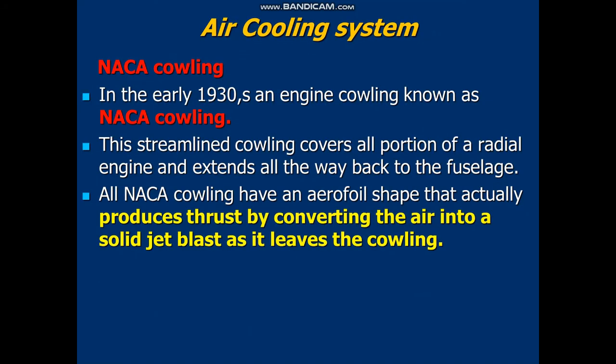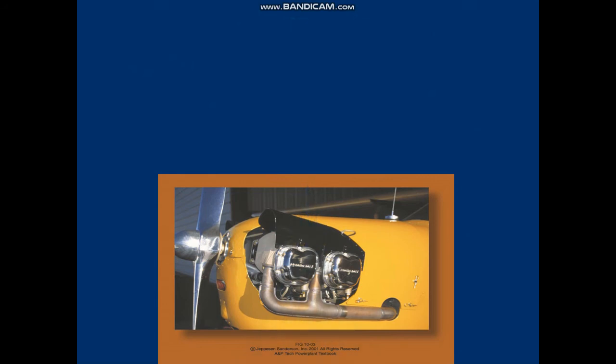After that, we have the NACA cowling. In the early 1930s, an engine cowling known as the NACA cowling was developed. This streamlined cowling covers all portions of a radial engine and extends all the way back to the fuselage. All NACA cowlings have an airfoil shape that actually produces thrust by converting the air into a solid jet blast as it leaves the cowling.